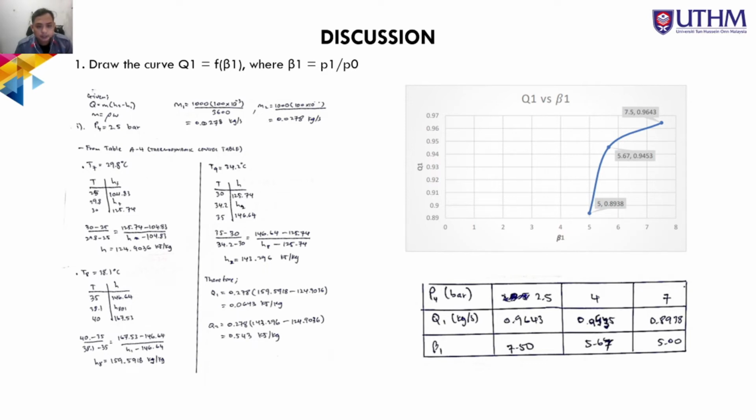And then from this table, after we calculate the data, we convert the data into this table in order to draw the curve, where the curve is increasing. This is the curve for graph Q1 against beta 1.